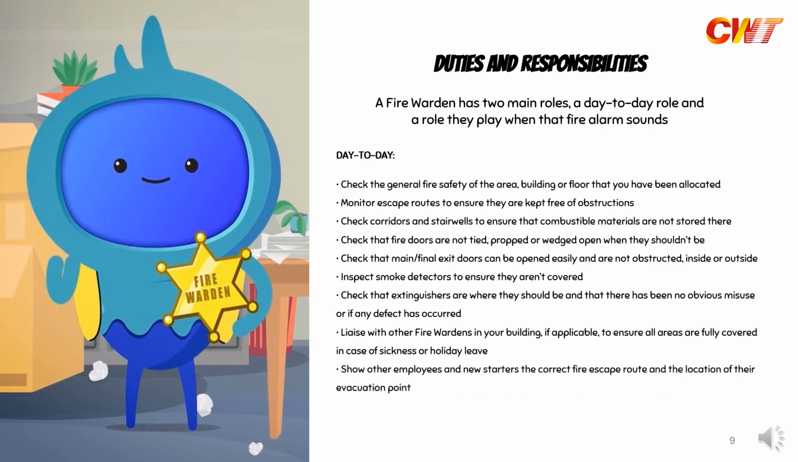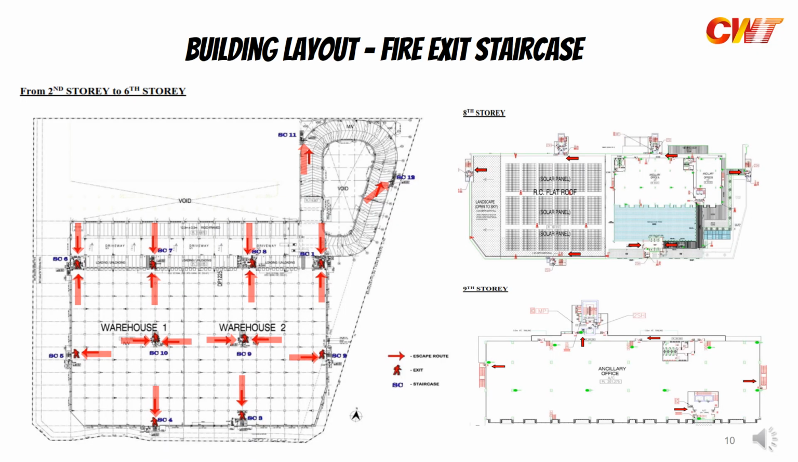Show other employees and new starters the correct fire escape route and the location of their evacuation. Building fire exit staircase. Building occupants are to use the fire exit staircase in the event of fire. Look out for exit signage when exiting the building if you're not sure. Lifts will not be available during the fire alarm. Directly make your way to the assembly area for head count.